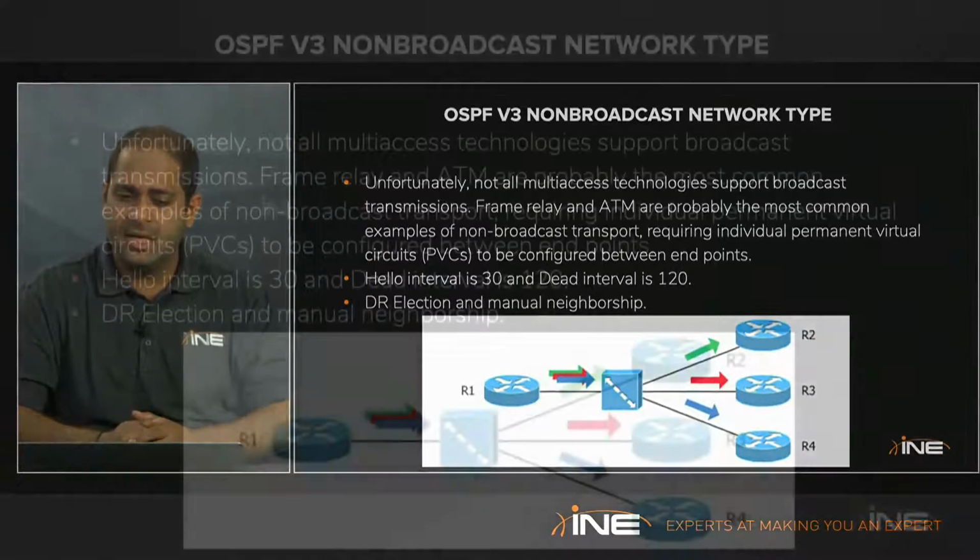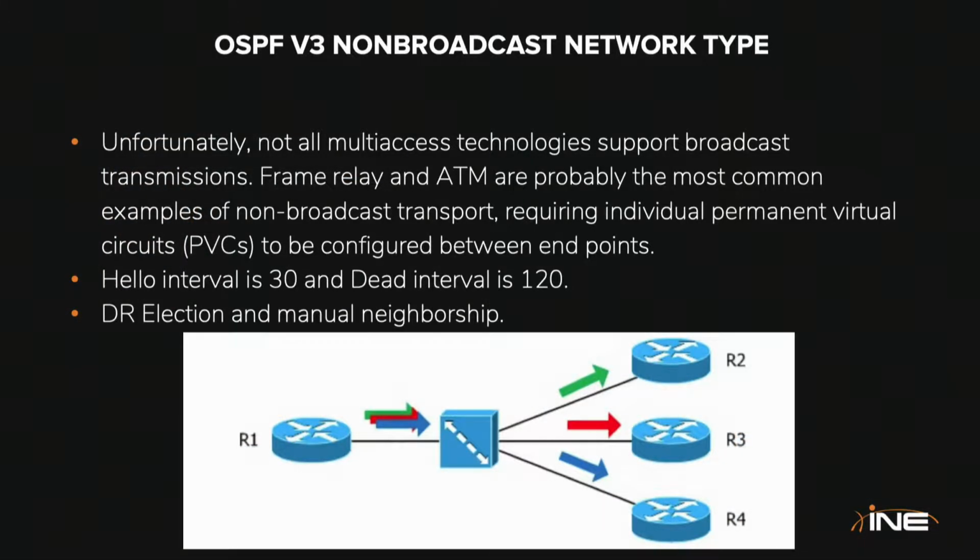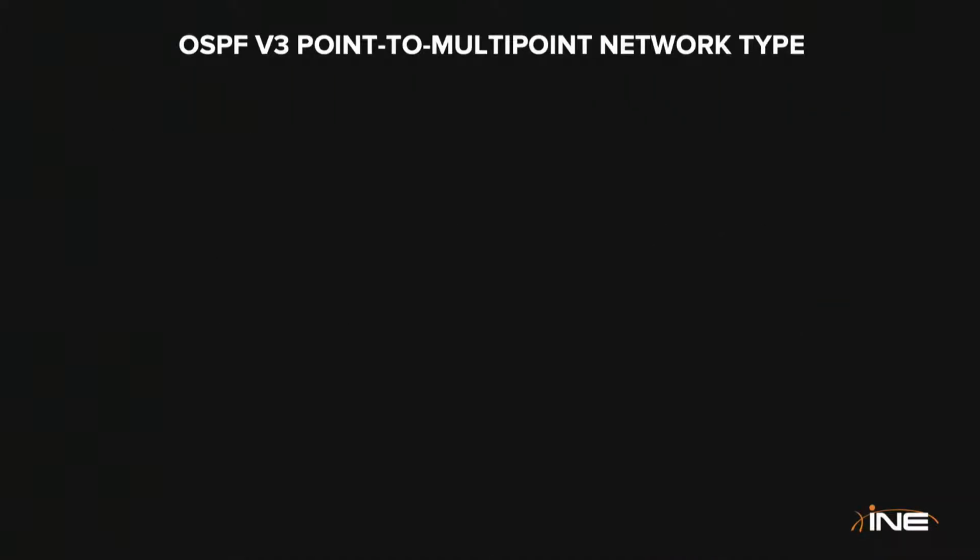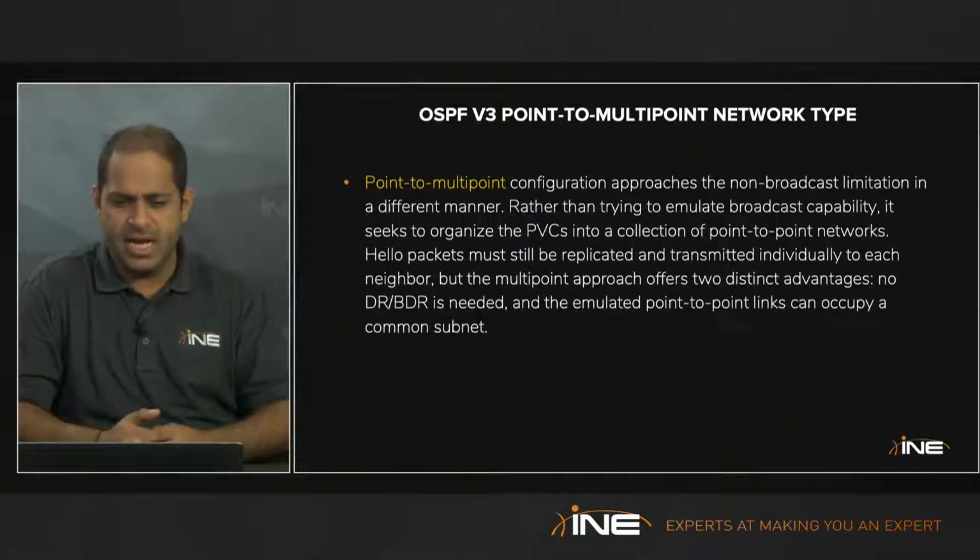So again here, this is an example of, could be maybe a frame relay or even an ATM, where router 1 connects to multiple branch offices, but because my connectivity type does not support broadcast, I would move to the network type as non-broadcast. Then we have the point-to-multipoint network type.